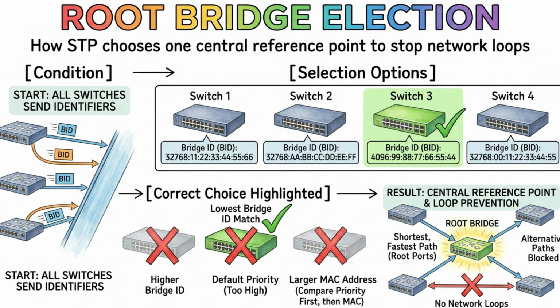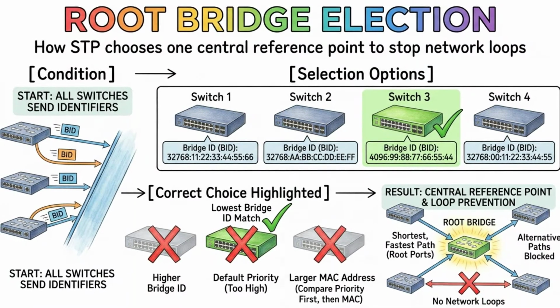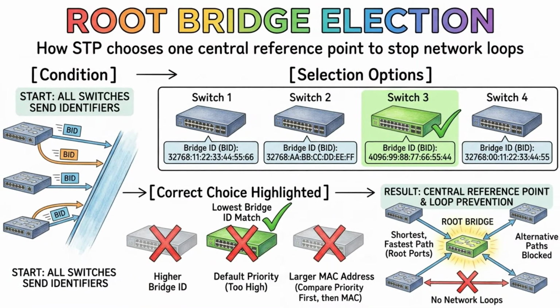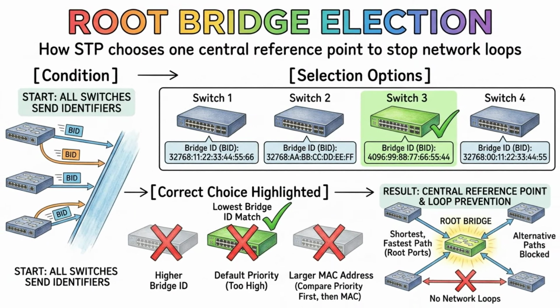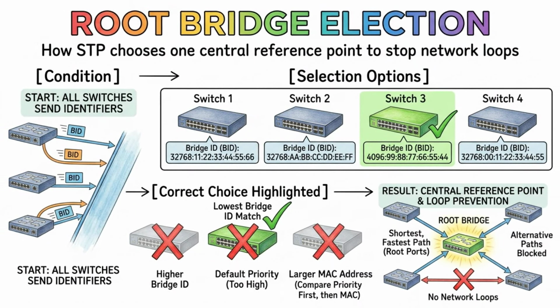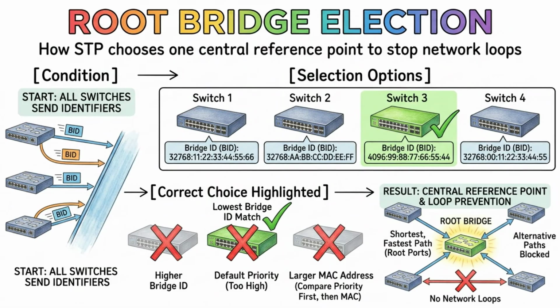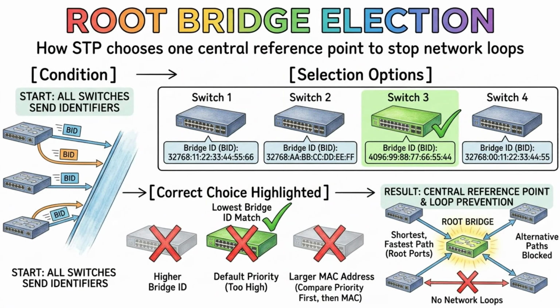The switch with the absolute lowest bridge ID wins the election and becomes the central reference point for the entire network topology. Once the root bridge is elected, all the other switches calculate the shortest and fastest path to reach the leader and block any extra alternative paths. Understanding this election process and knowing that the lowest bridge ID always wins is a guaranteed test concept.